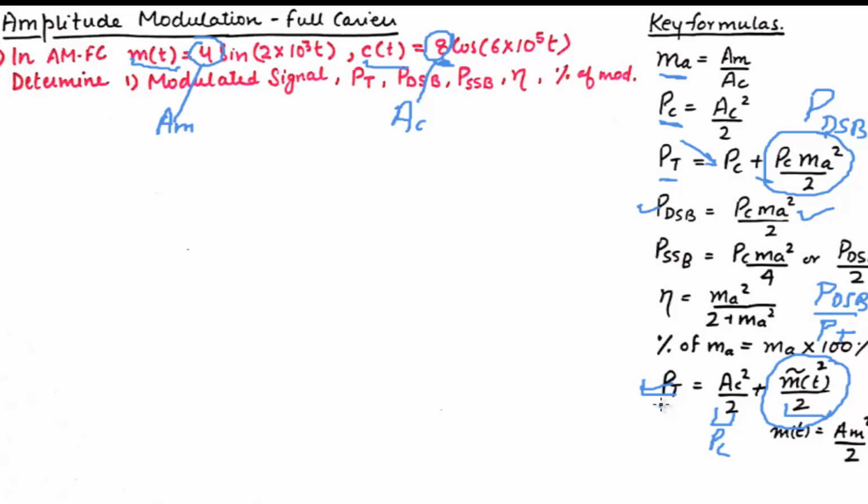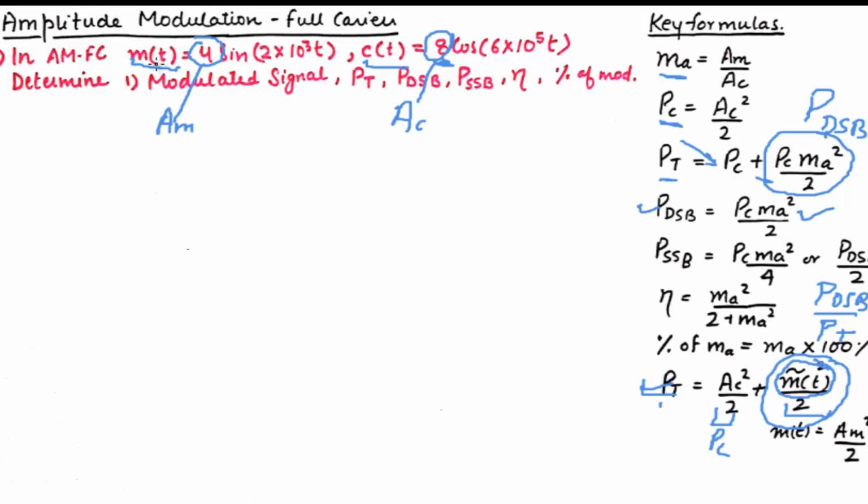It's just that you need to substitute the value of the average power in the modulating signal here to get the value of total power, and MT square average is again AM square by 2. You could substitute it here, so this will become MT square by 4. Well, these were the key formulas that are needed here, and you need to commit them to your memory to solve these kind of numericals.